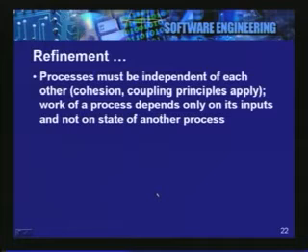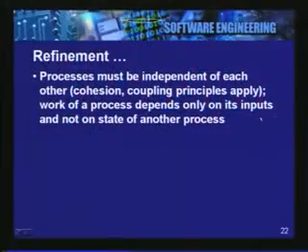Processes must be independent of each other. So, again here we refer to our thumb rule, that cohesion and coupling are the guidelines we always use for any decomposition. So, when we define sub processes, we should ensure that the new sub processes that we have created are cohesive in terms of what they do, and there is minimum interdependence between them. In fact, the only way the processes or sub processes interact with each other is through data. So, the work of a process should depend only on its inputs and not on the state of another process. So, processes are independent in that sense, and this is an important point we must observe when we are doing the refinement.